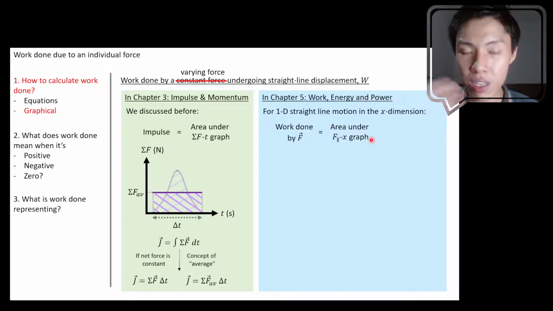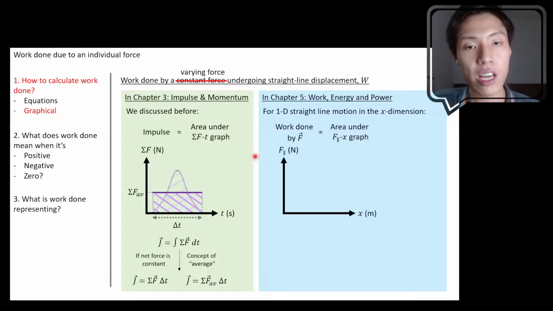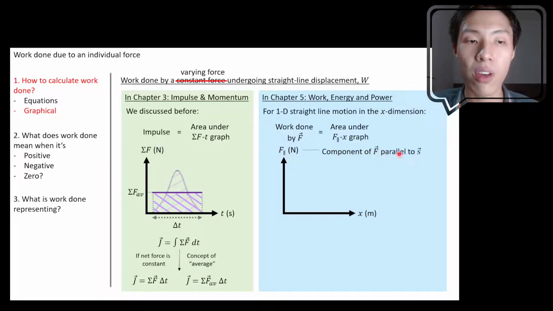So I will discuss more about what F parallel is now. If we plot the graph of F parallel against x, then this F parallel represents the component of F that is parallel to the displacement. I say the displacement is in the x dimension, so I put x over here. Then in this case, this will be the component of F parallel to the x dimension, so the x component of F actually.